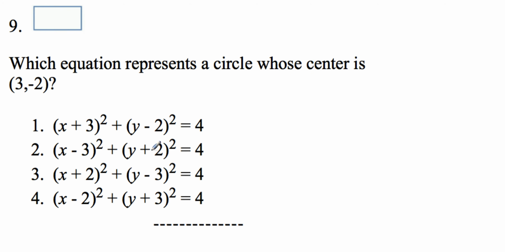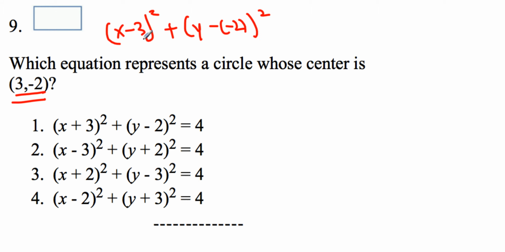Number 9, center has to be (3, -2). That means we are starting with (x - 3) squared, and then (y - (-2)) squared. Then x minus 3. Oh, the only thing that starts with that is choice 2. And as you can see, minus negative becomes plus here.